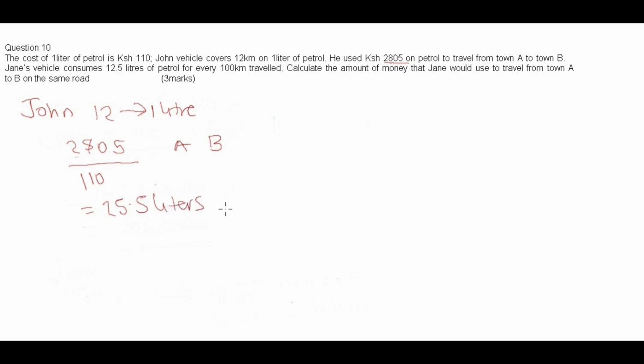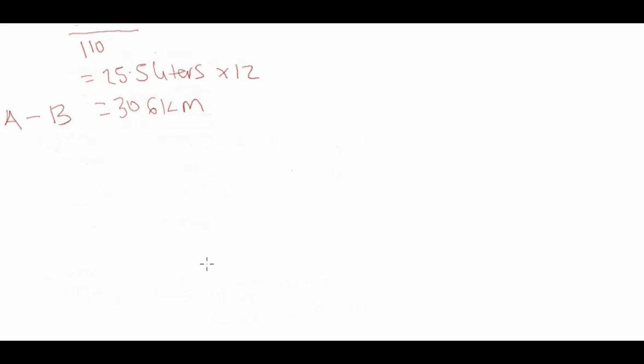To get the kilometers, you multiply by 12, because John's vehicle uses 1 liter per 12 kilometers. So for 25.5 liters, it will be 25.5 times 12, which is 306 kilometers. Town A to town B is 306 kilometers. Okay, let's go to Jane.